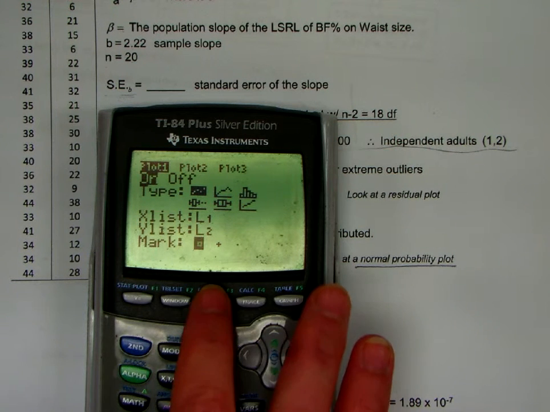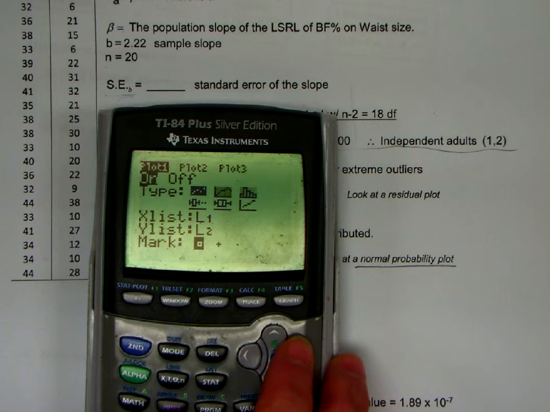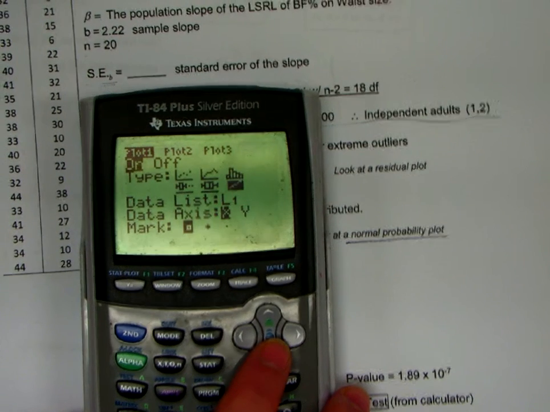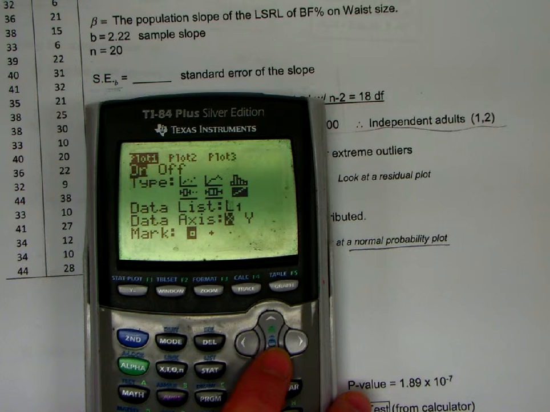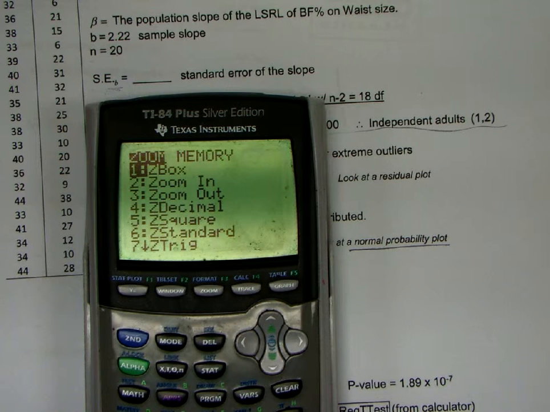Do Zoom 9. Oh wait, I have to highlight it. Press enter on the last one. Press enter. Make sure it's highlighted. Data list is L1. Data access looks good, X. Just leave it like that. Zoom 9.